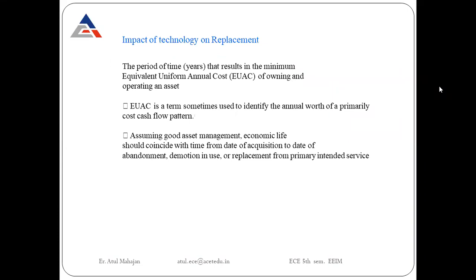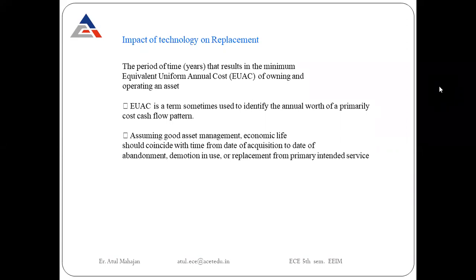Then the impact of technology on replacement: we have a period of time, in years, that results in the minimum equivalent uniform annual cost of owning and operating an asset. Now there is one term known as the equivalent uniform annual cost. It is a very important term, which deals with owning and operating an asset: how to own an asset, how to buy an asset, and how to operate an asset. That is one of the most important things it works with.